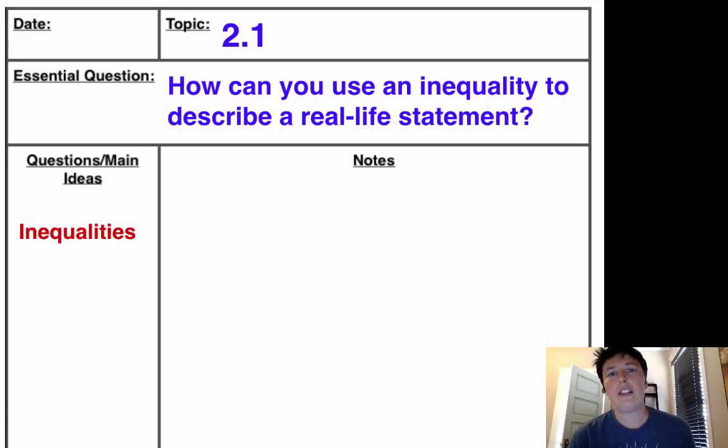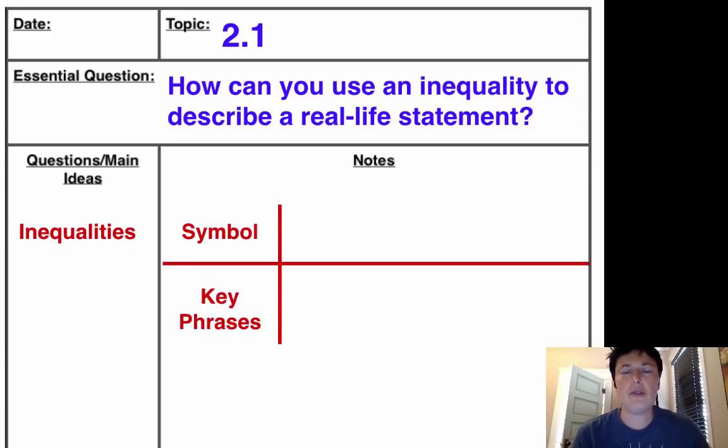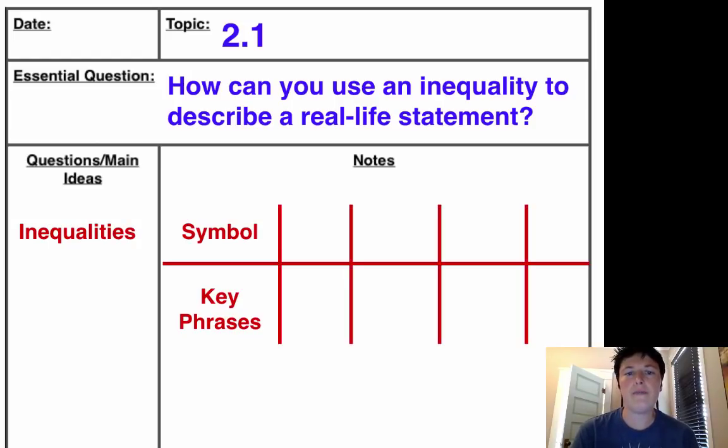On the left-hand side of your Cornell notes, we're going to write inequalities as our main idea. And then next to it, we're going to build a table. We're going to talk about the inequality symbols and the key phrases. Those will be the two things we talk about: the symbol and the key phrases.